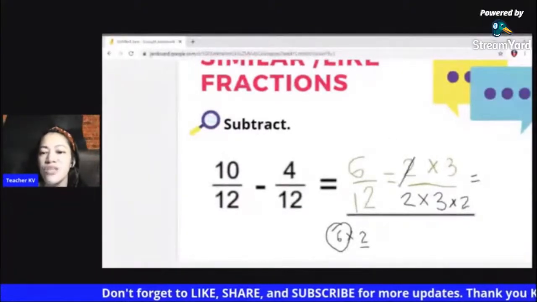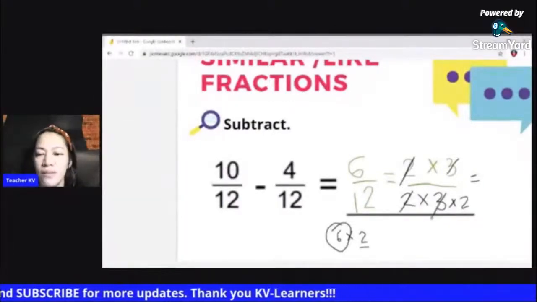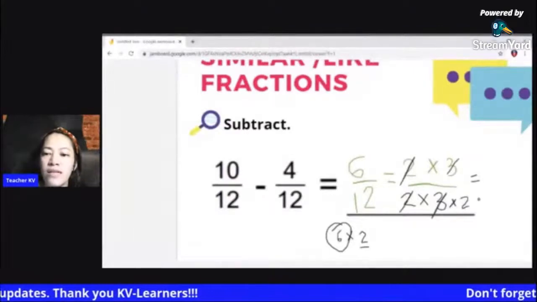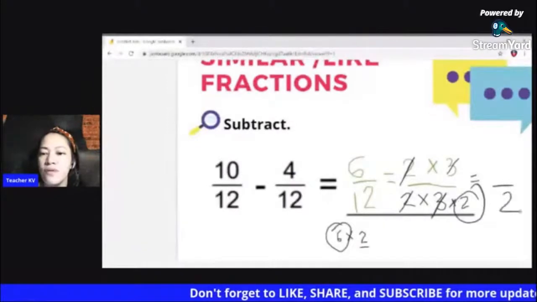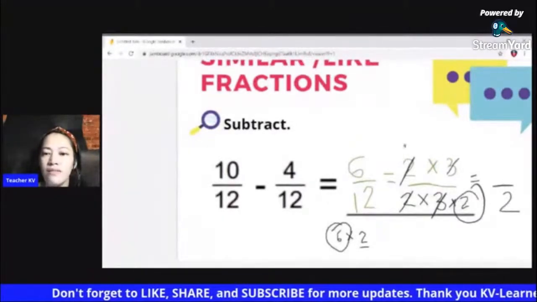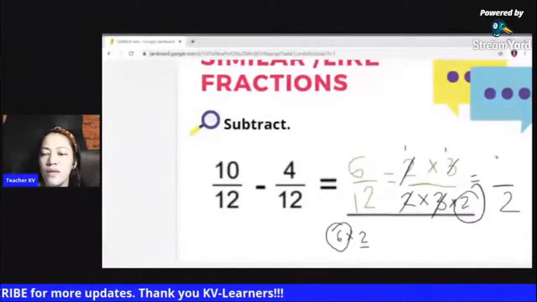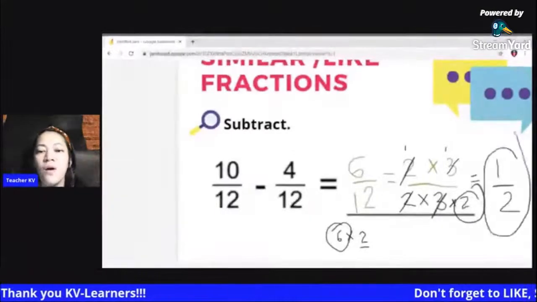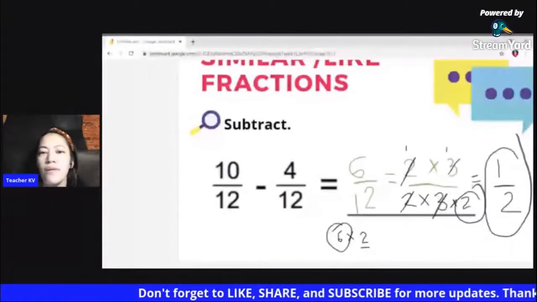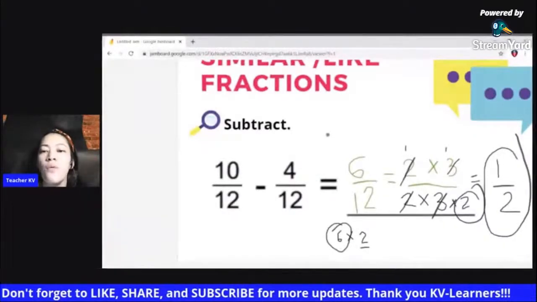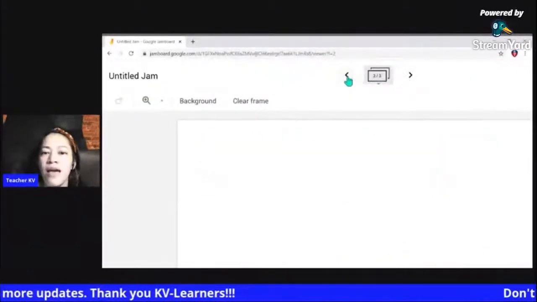So, using the cancellation method, cancel both terms, the common factor of our numerator and denominator. So, what is left? We have 2 left for the denominator. Since 2 divided by 2 is 1, this will be 1. So, that means 1 times 1, so it is understood that our numerator is 1. So, the answer will be 1 half. Therefore, 10 over 12 minus 4 over 12 is equivalent to 1 half. That will be our final answer.